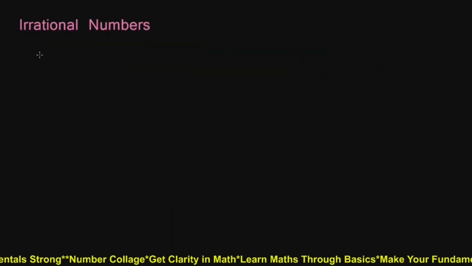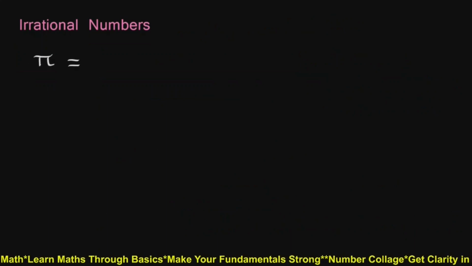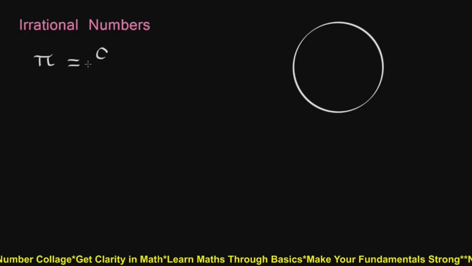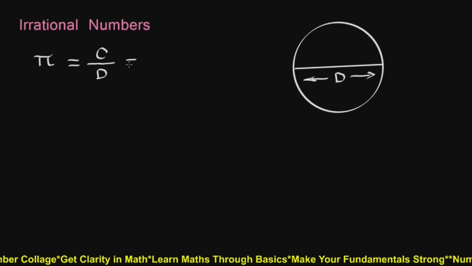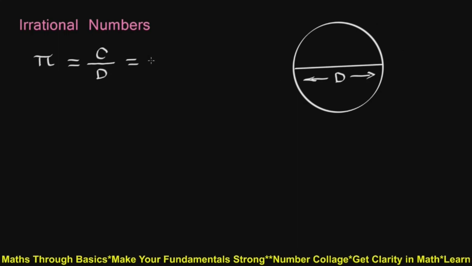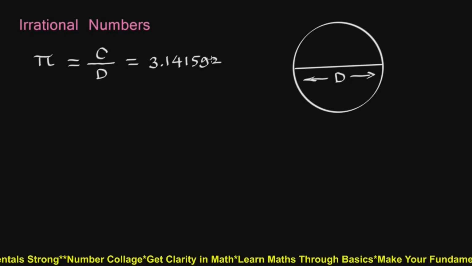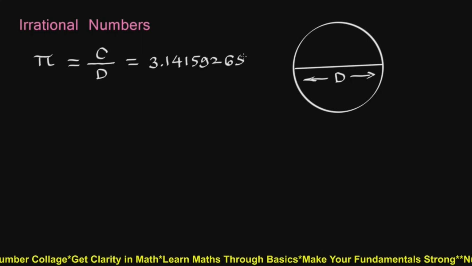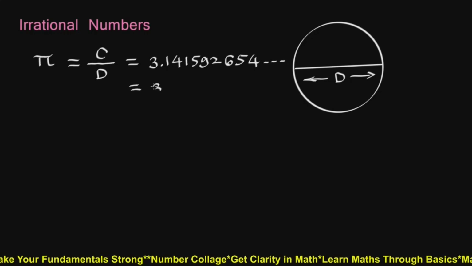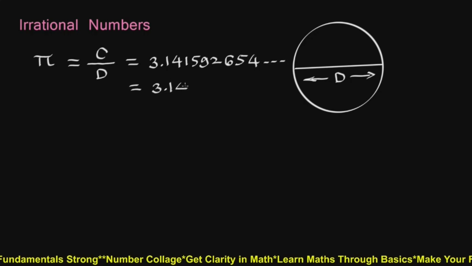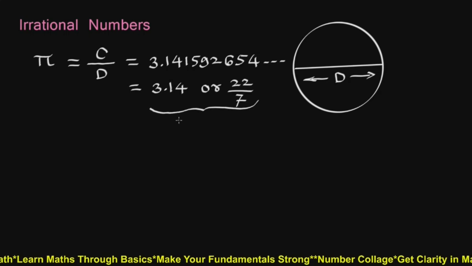The most common irrational number is pi, which is the ratio of circumference c of a circle to its diameter d, whose value is an irrational number 3.141592654 up to infinity. For calculation purposes, we use 3.14 or 22 upon 7, which of course are rational.